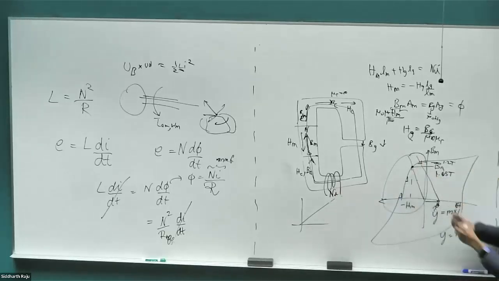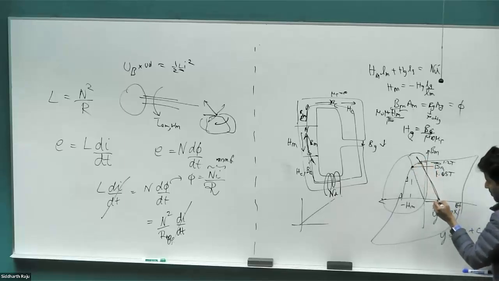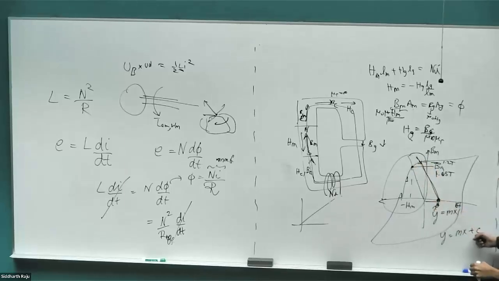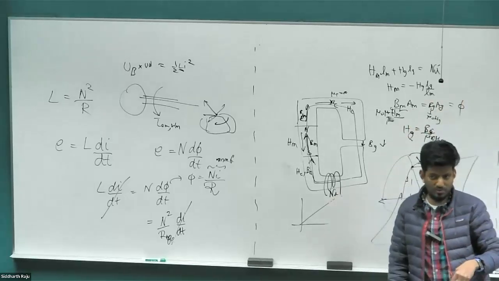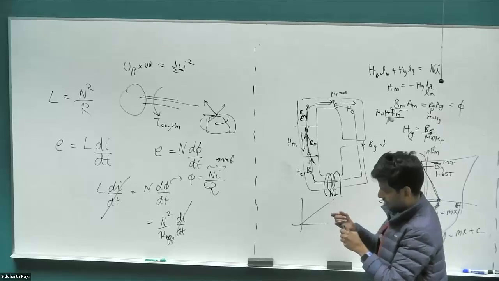Draw a load line passing through this 1.2 Tesla. Find out this y-intercept, substitute it back at here, find out what the Ni value is going to be, then you can find out what the I value is going to be, right? It's going to be a little bit more complicated, but that's about it.